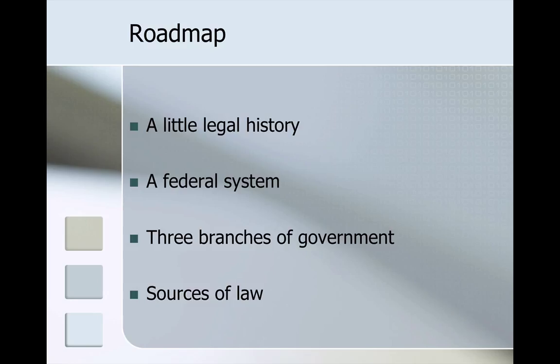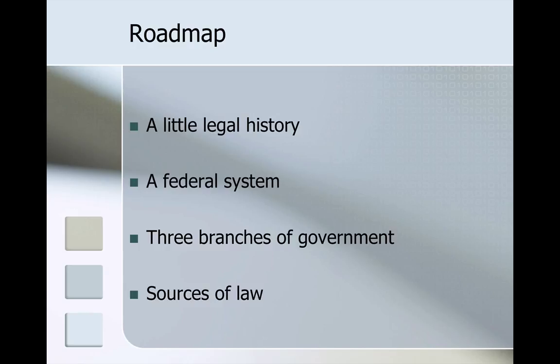We're going to have a look at a little legal history because to be able to understand how our system of law operates today, we need to know where it has come from. We'll then look at the way power is divided in the Australian legal system. It's divided in two main ways. It's divided between the federal government and the state governments. That's referred to as a federal system, so we'll talk about that, before then looking at the other way that power is divided, which is between the three branches of government, which, as we will learn, is the judiciary, that is the courts, the parliament or the legislature, as well as the executive.